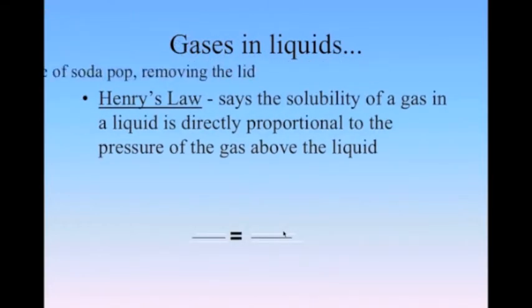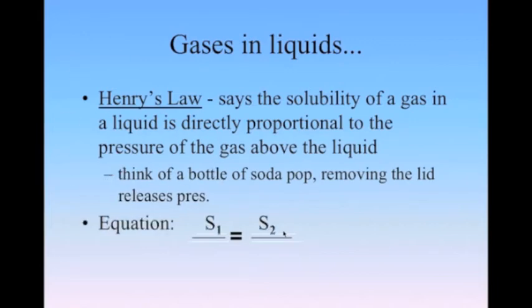Now, for gases and liquids, we have a law for this. It's Henry's law, and it says that the solubility of a gas in a liquid is directly proportional to the pressure of the gas above the liquid. Obviously, we increase the pressure, we increase the solubility. We decrease the pressure, we decrease the solubility. We're using our example of a bottle of Coke. Here's our equation for it. It's S1 over P1 equals S2 over P2. We increase solubility by increasing the pressure. Directly proportional. One thing we can circle in the definition is directly proportional.